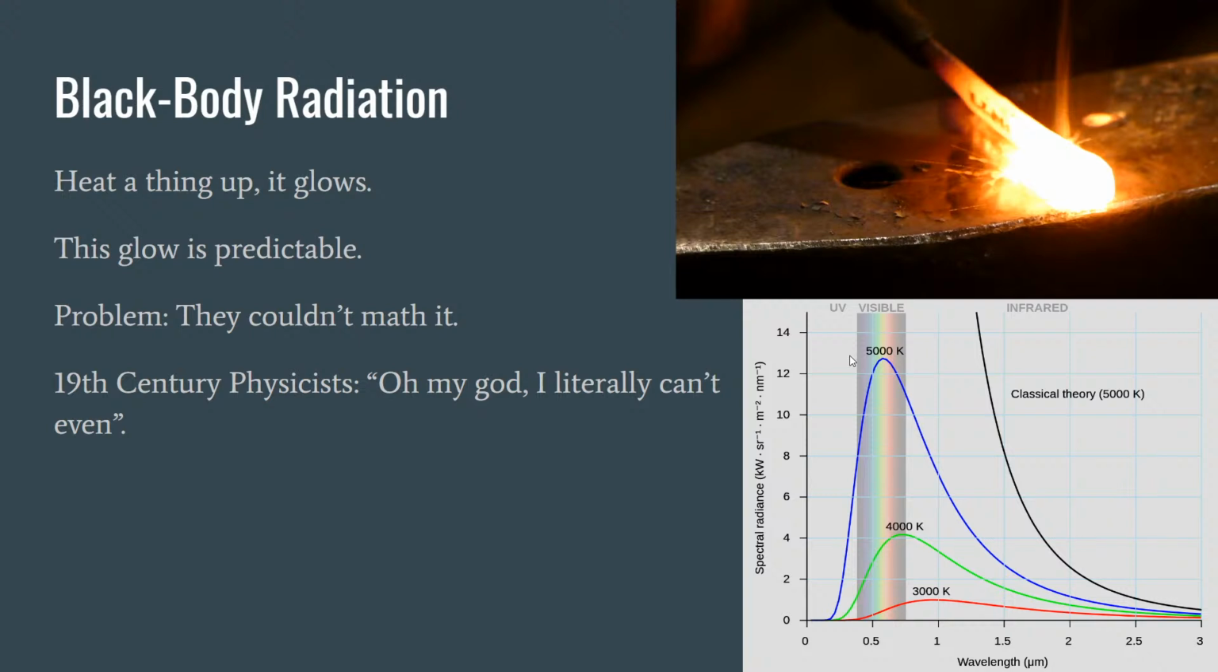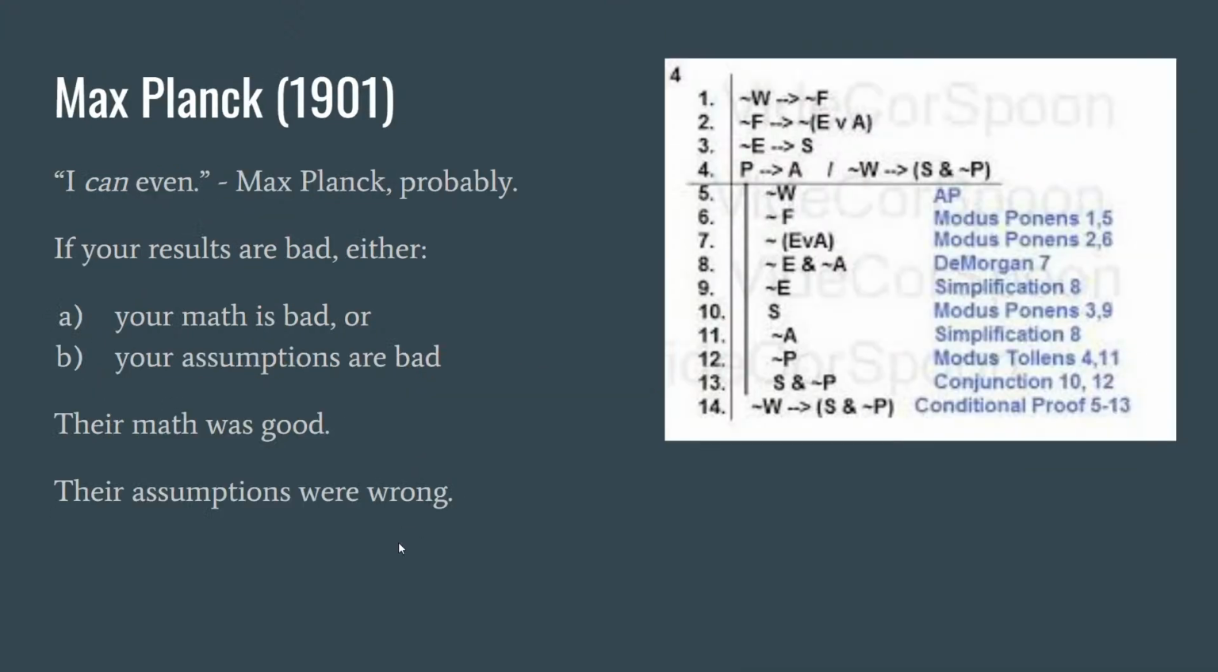So ultraviolet catastrophe, because 19th century physicists were nothing if not totally drama. And so when they saw that their theory just didn't do the thing, their response is, oh my god, I just can't. And they just sort of left it at that. They assumed that eventually someone would be able to solve the problem, and they sort of ignored it. So along comes Max Planck.